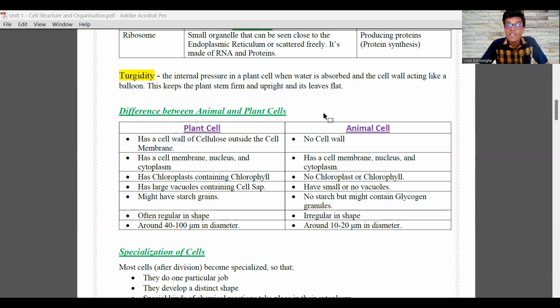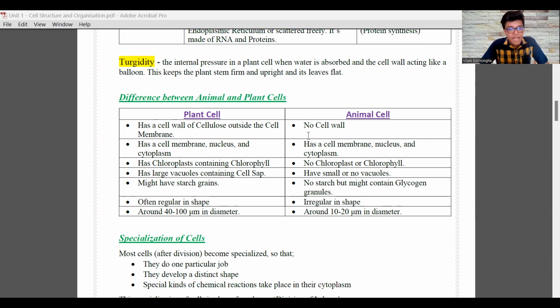Plant cells have large vacuoles containing cell sap. Animal cells have small or no vacuoles. Plant cells have starch grains, but in animal cells there are no starch grains, though they may contain glycogen granules. Plant cells are more often regular in shape, while animal cells are irregular in shape due to the lack of the cell wall. A plant cell is around 40 to 100 micrometers in diameter and an animal cell is around 10 to 20 micrometers in diameter.